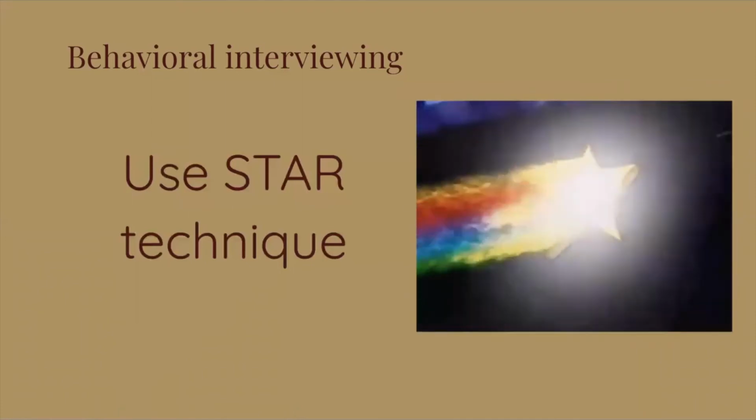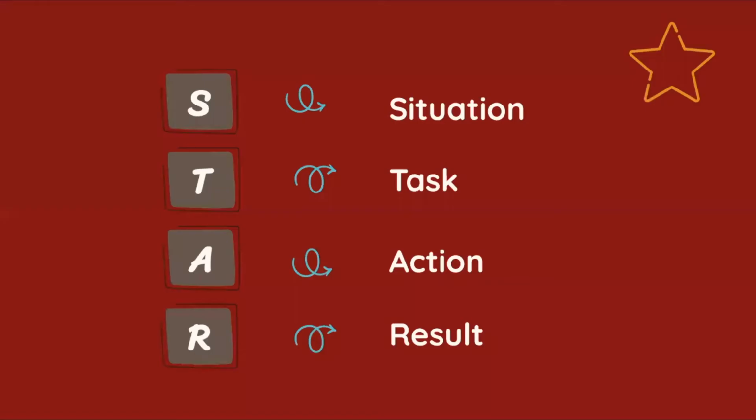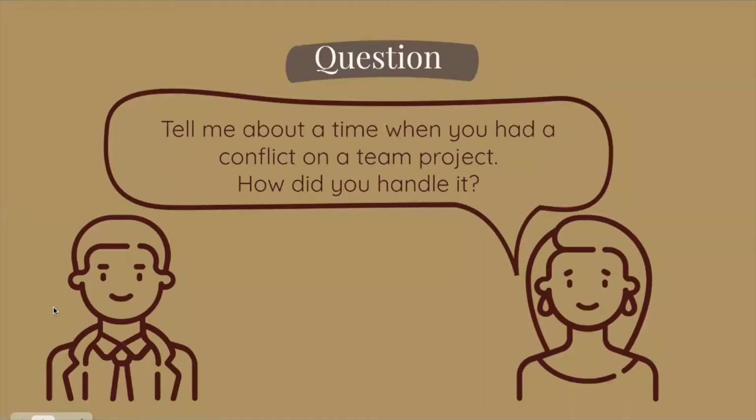Let's walk through using an example. In case you don't know, STAR stands for situation, task, action, and result. The situation is an event, project, or challenge that you faced. Task is your responsibilities and assignments for that situation. The action is the steps or procedure taken to handle the situation. And the most important but often left out part is the results of the action taken.